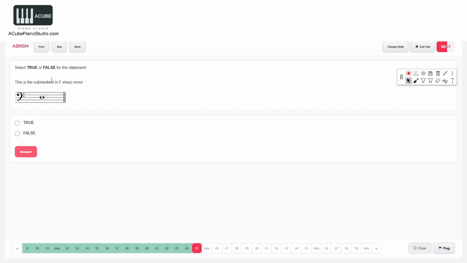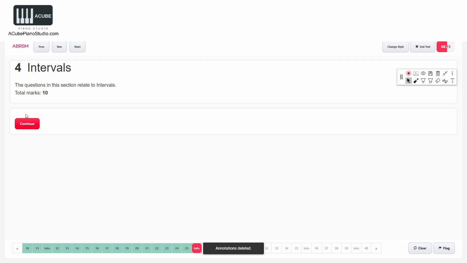Next, this is the submedian in F sharp minor. Submedian means 6th, right? So F sharp minor has F sharp, C sharp, G sharp, and the 7th note is E sharp. But we are looking at submedian, which is the 6th. So let's count F, G, A, B, C, D. So it should be D. And there's no sharp. So it is true.